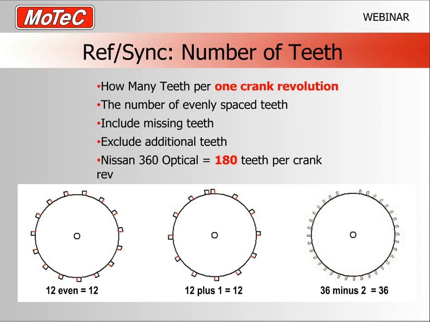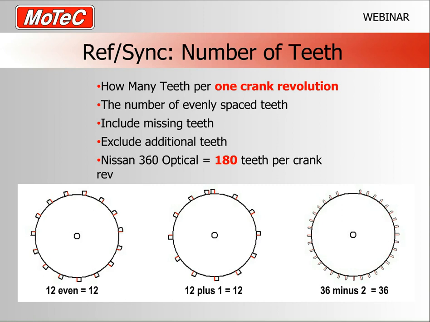Now if I just go to the next slide, I have a few different examples there, just to repeat a couple of the key points. So on the left, we have 12 evenly spaced teeth, fairly standard mode, so that number would be 12. The next one along, if anyone's got a Honda K20A engine, they have a 12 plus 1. So at the top there you can see basically a double tooth. As far as the ECU is concerned, it's 12 teeth. 12 teeth per one crank revolution. That's 12 evenly spaced teeth.